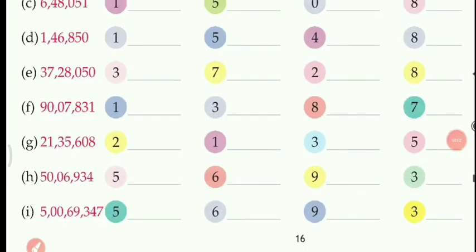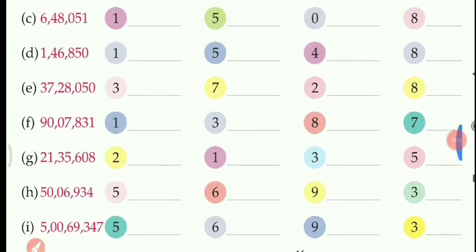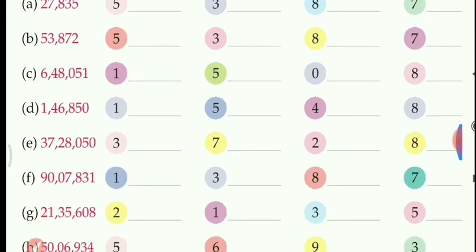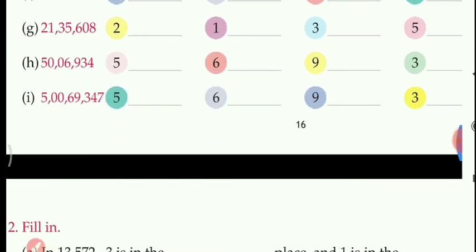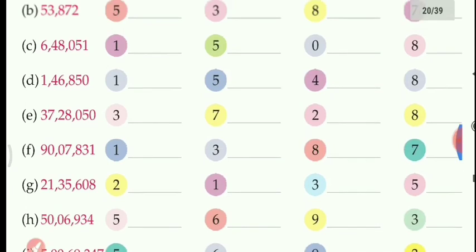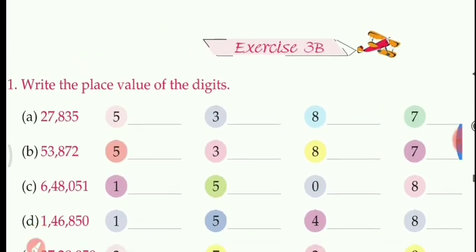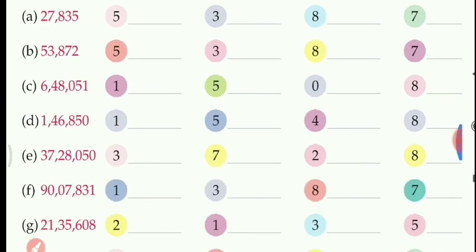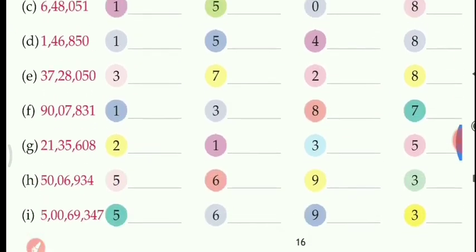Students, for today this is enough, and in the next video I will start question number 2, which is fill in the blanks. It will be tomorrow only. Okay. And you practice this question number 1 properly, and do your homework also properly, which are the remaining parts.